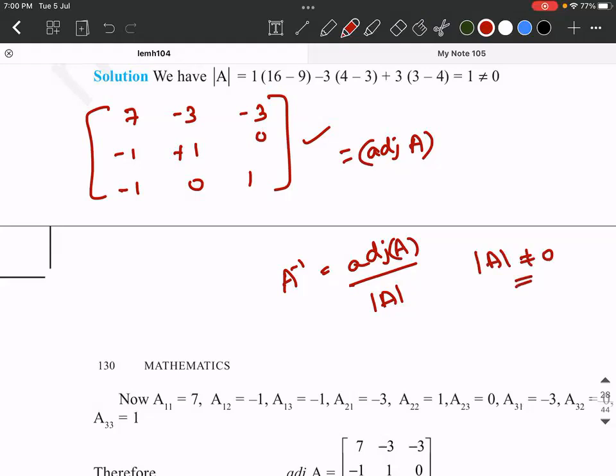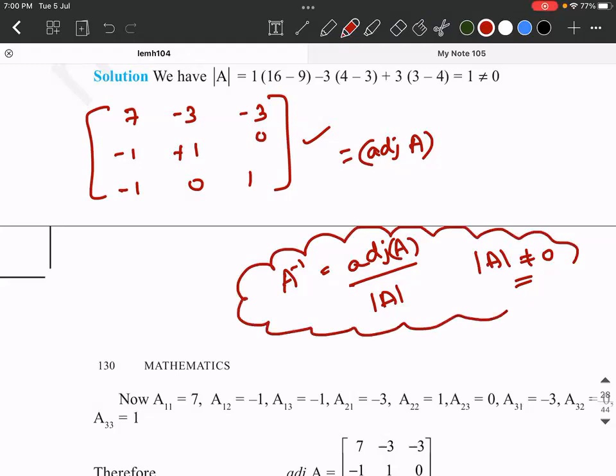It is similar to rational numbers, except the numerator is a matrix, the adjoint, and the determinant is a number. So you're dividing a matrix by a number. Have this in your mind. Next class, I'll explain the proof. Tomorrow you have a test, so on Monday we'll complete this chapter.